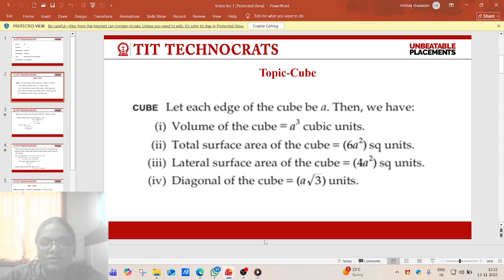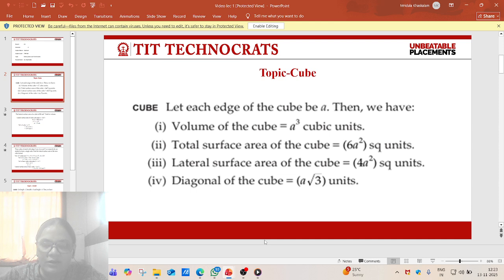Next formula is the lateral surface area of a cube. In lateral surface area, we exclude the top and the bottom of the cube. So we have four faces left, and the area of four faces is 4A square because each face has an area of A square. Each face is in the shape of a square.